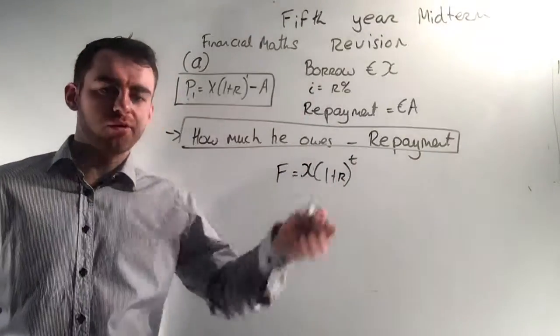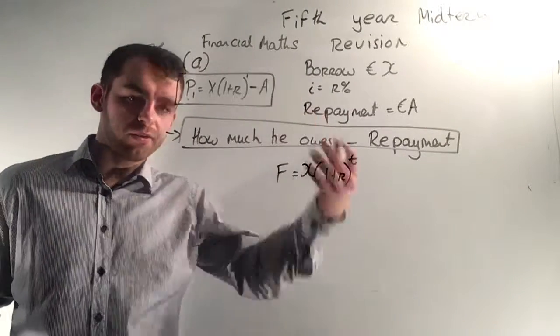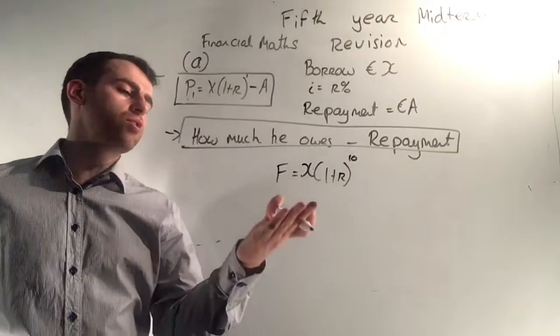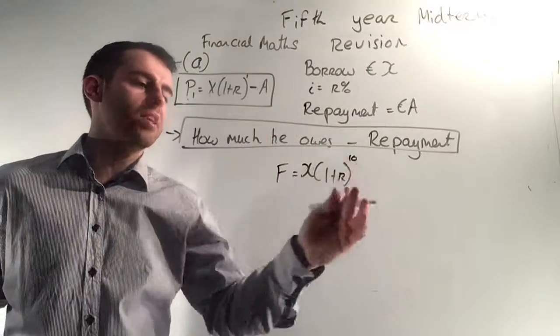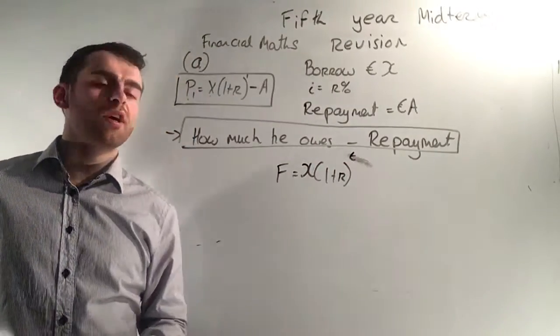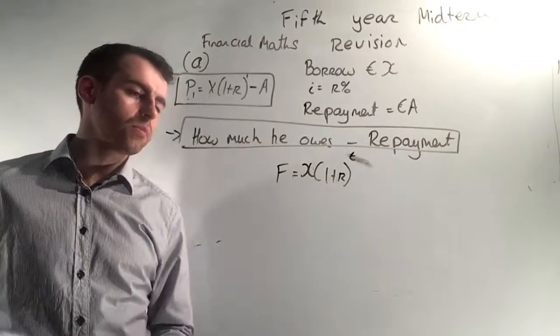So the first year I'd add on 3%, the second year I'd add on 3% of that, the third year I'd add on 3% of that. So basically, imagine this t is a 10. That means I would add on 3% at the end of every year for 10 years. Okay? But that's the formula that the bank would work out to represent how much money John owes them.